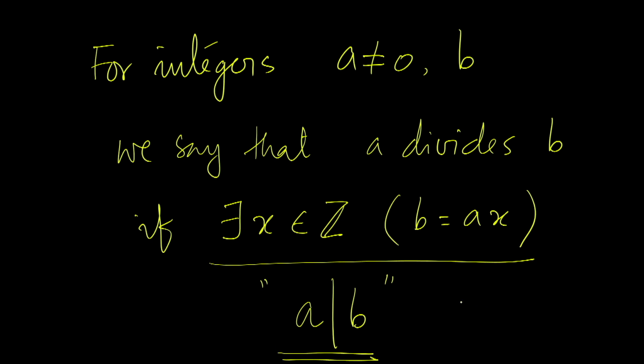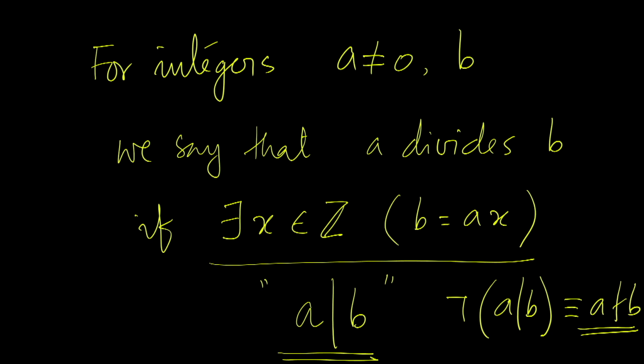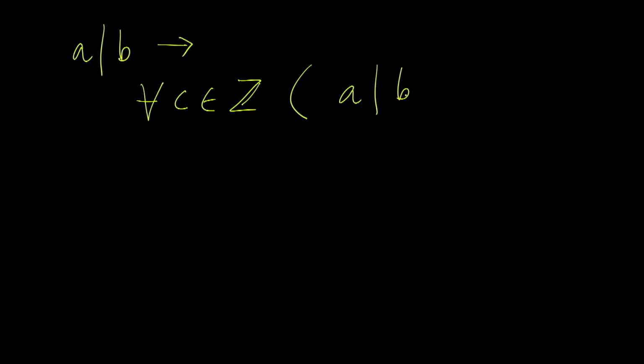The negation of this, that is, the negation of a divides b, is often written like this, with a cross across the vertical bar to indicate that a does not divide b. So, let us see some results related to division. If a divides b, then for every c which is an integer, it is the case that a divides bc.